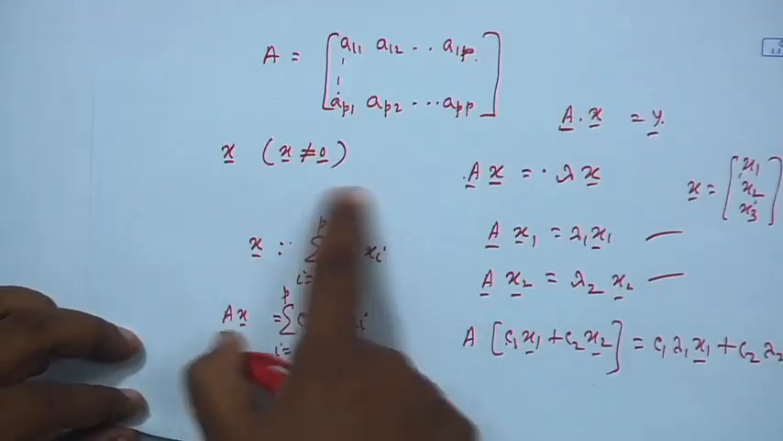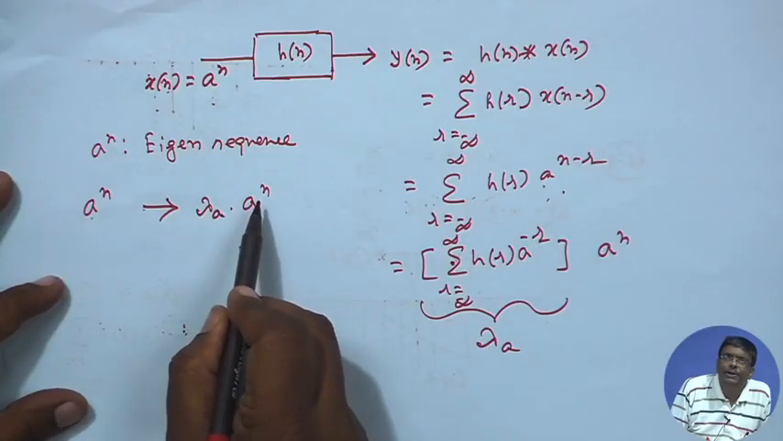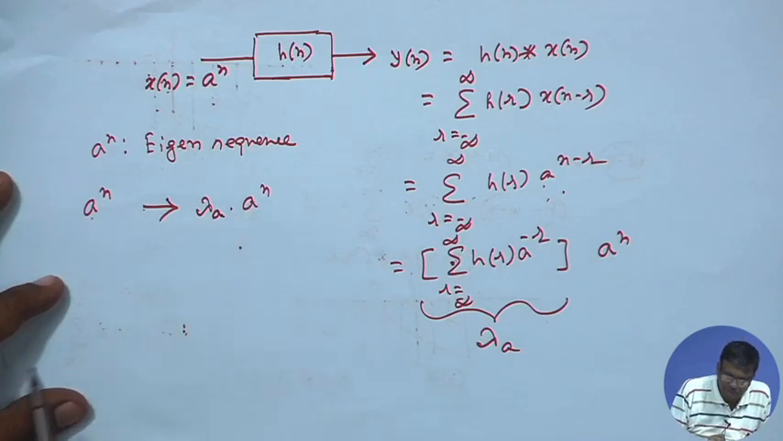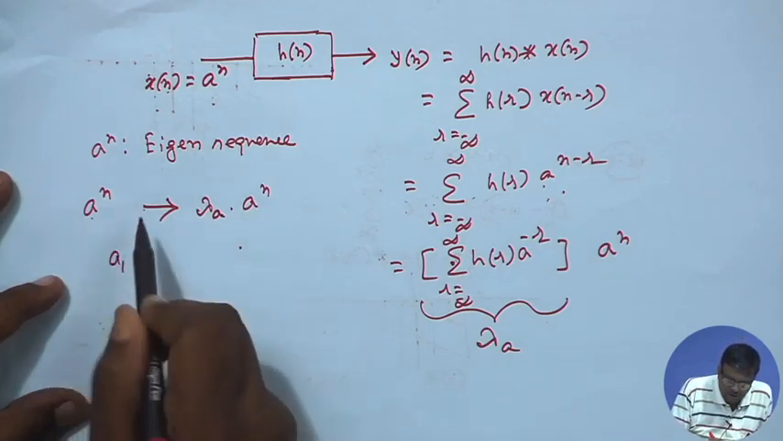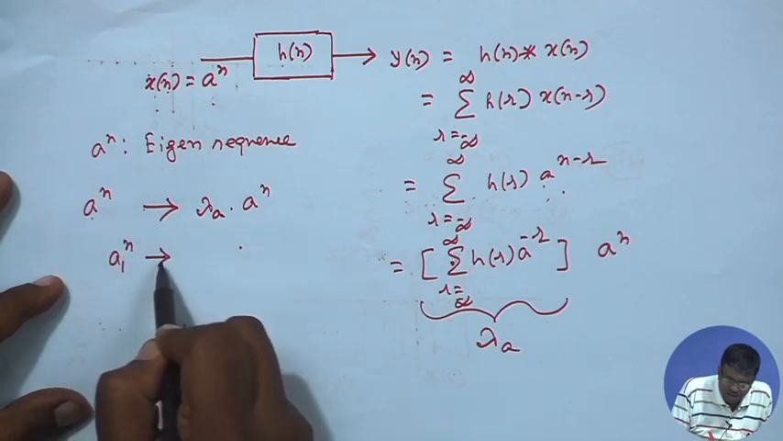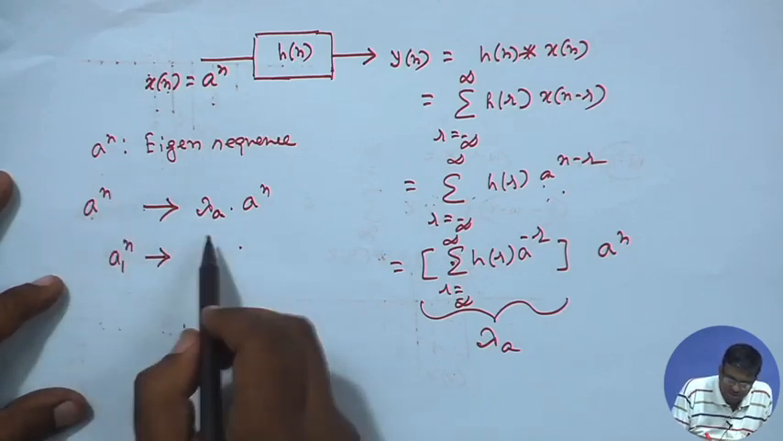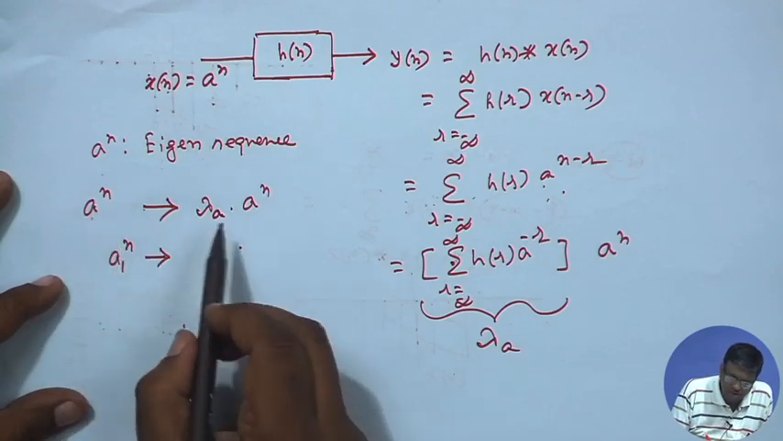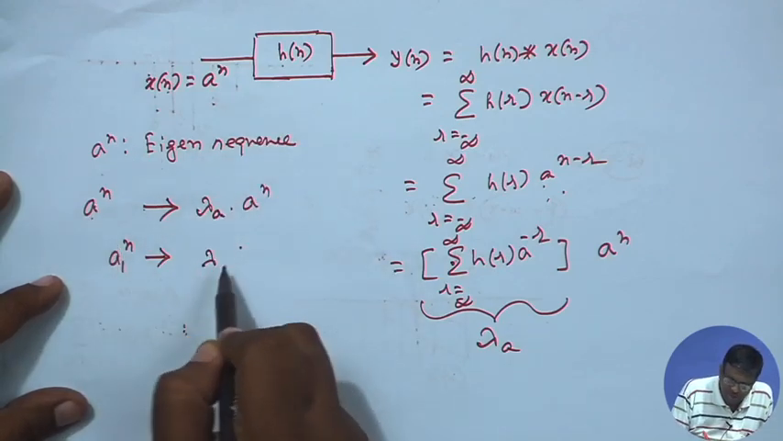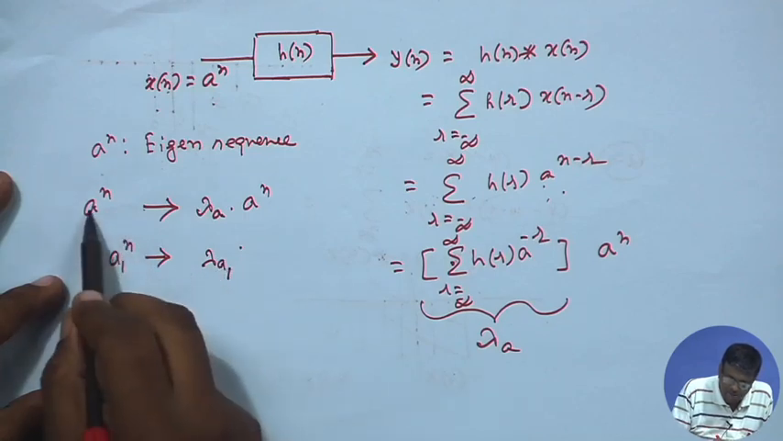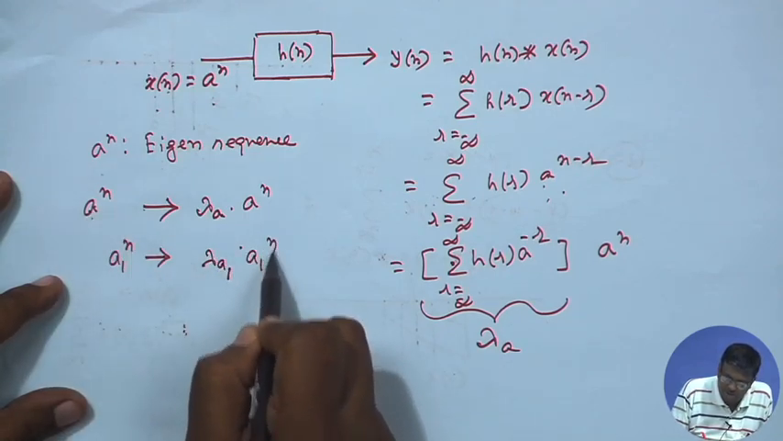Same thing here, but I should be able to write any x in this form. That depends on the eigenvectors. In some cases you can, some cases you cannot. A to the power n gave you lambda a to the power n. So, suppose I have a1 to the power n, this is also of this form. It will be an eigen sequence of this, the output will be the same lambda, but lambda a1, because it is not a, it is a1 times a1 to the power n.